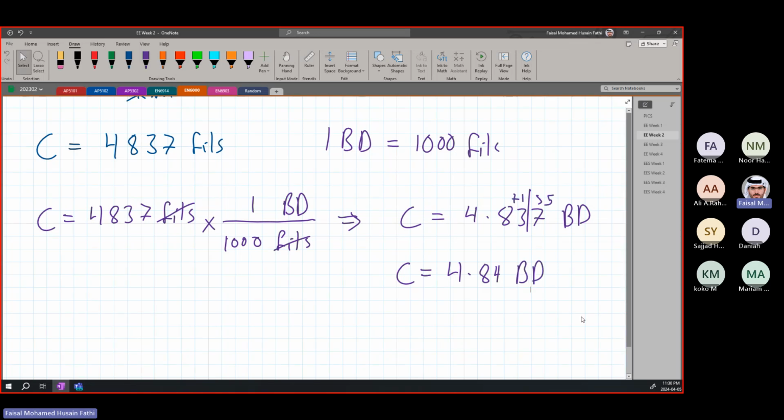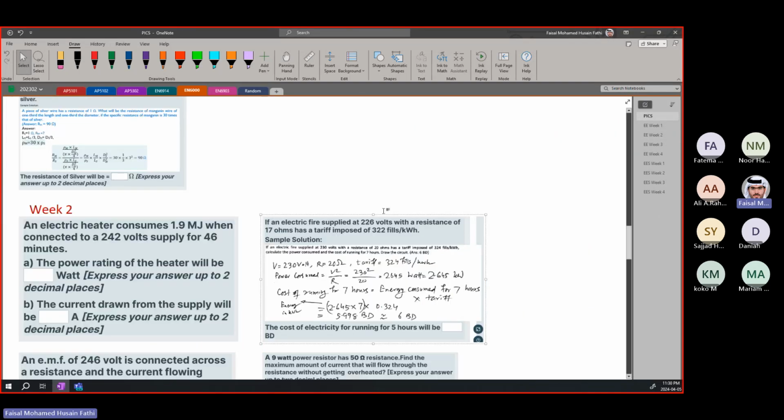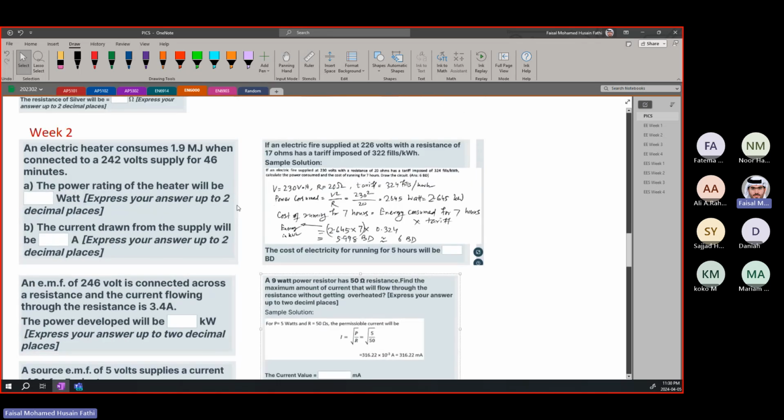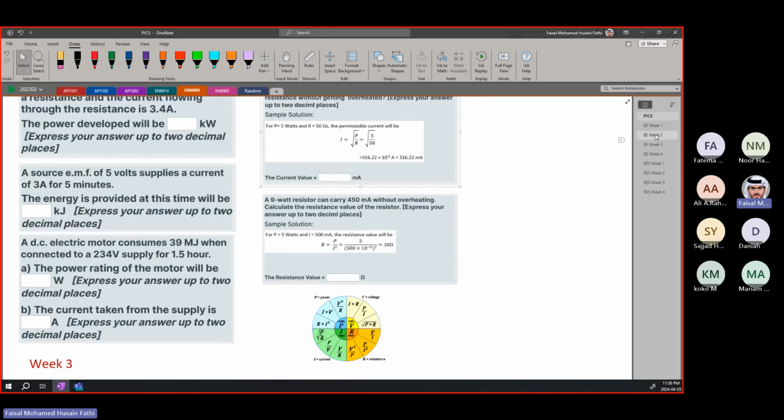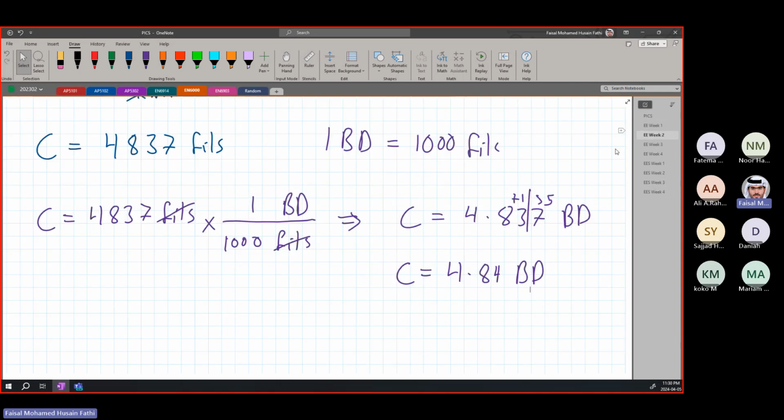This is how you would solve such a question. Is it clear? Very easy, inshallah. This could be the hardest question you get from week 2 entirely. I will do one more question from week 2 and then I'll move on to week 3.